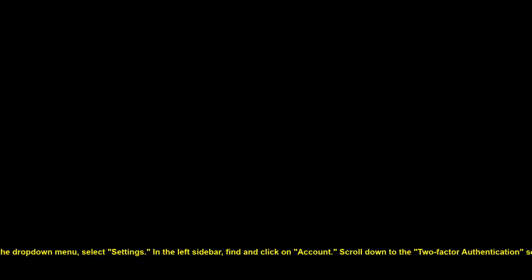Navigate to your profile settings by clicking on your avatar in the top right corner. From the drop-down menu, select Settings. In the left sidebar, find and click on Account. Scroll down to the Two-Factor Authentication section. To begin setting up, click on the Enable Two-Factor Authentication button.